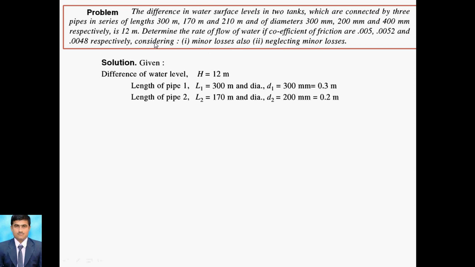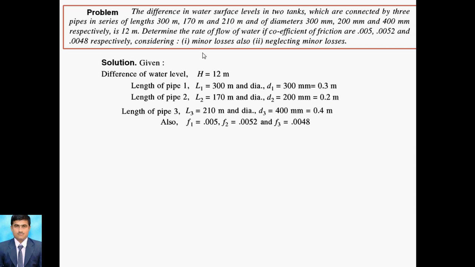First of all, we talk about the given data. First is the difference between the water levels, that is 12 meter. Then the length L1 is 300 meter, with diameter 300 mm, which we convert to meters, that is 0.3 meter. Then L2 is 170 meter, with diameter 200 mm, that is 0.2 meter. Similarly L3 is 210 meter, and D3 is 400 mm, that means 0.4 meter.